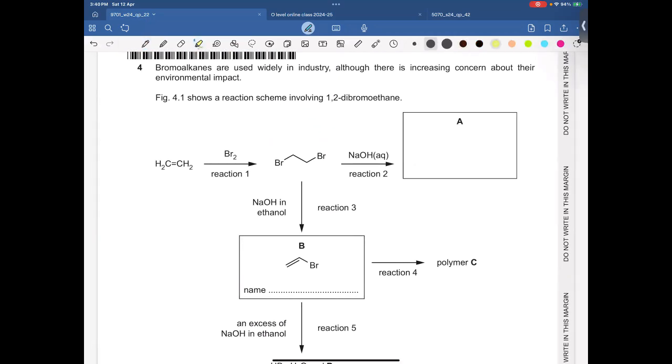Bromoalkane is also called monohaloalkane, also called halogenalkane, or generally called alkyl halides, and is widely used in industry, although there is increasing concern about its environmental impact. Okay. Figure 4.1 shows a reaction scheme involving 1,2-dibromoethane. So when ethene reacts with bromine, you will get 1,2-dibromoethane. When 1,2-dibromoethane reacts with NaOH, obviously, it's going to be a nucleophilic substitution reaction.